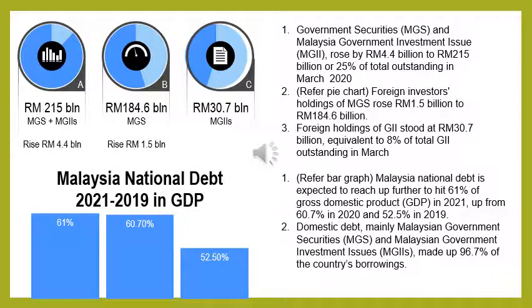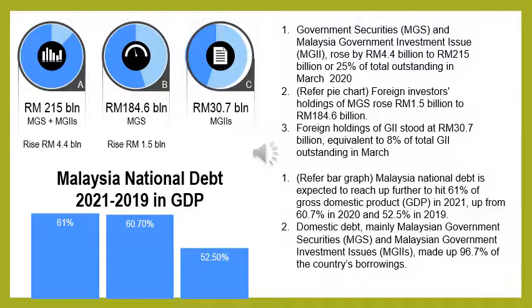Now we move to the bar graph below, where according to the Ministry of Finance or MOF, Malaysian national debt is expected to reach up further to hit 61% of gross domestic product, GDP, in 2021, up from 60.7% in 2020 and 52.5% in 2019.